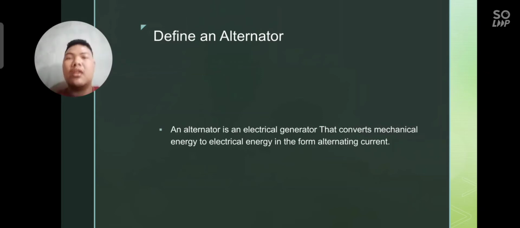An alternator is a maintenance free unit. In some cars it can last up to 10 to 15 years without any repairs.